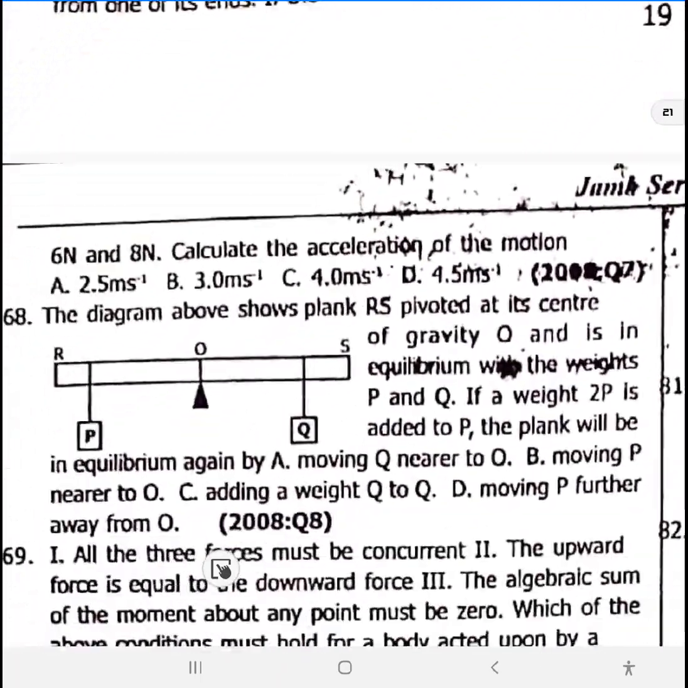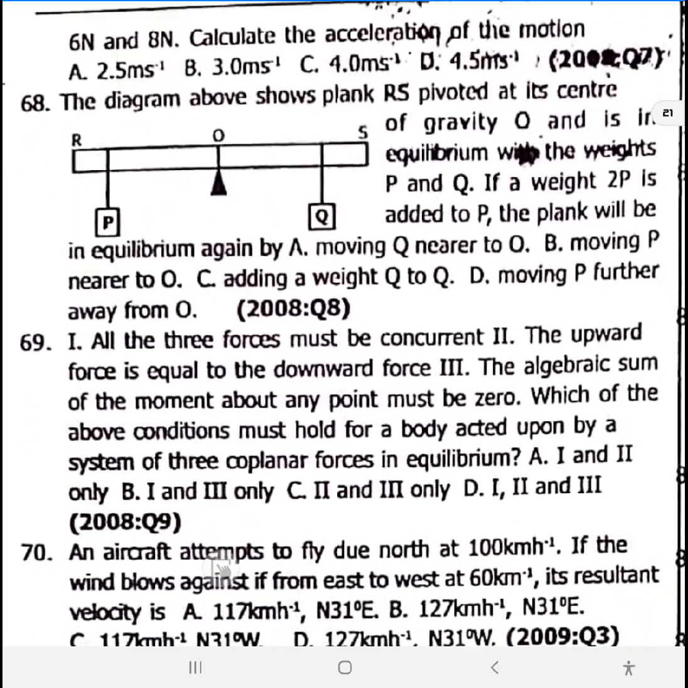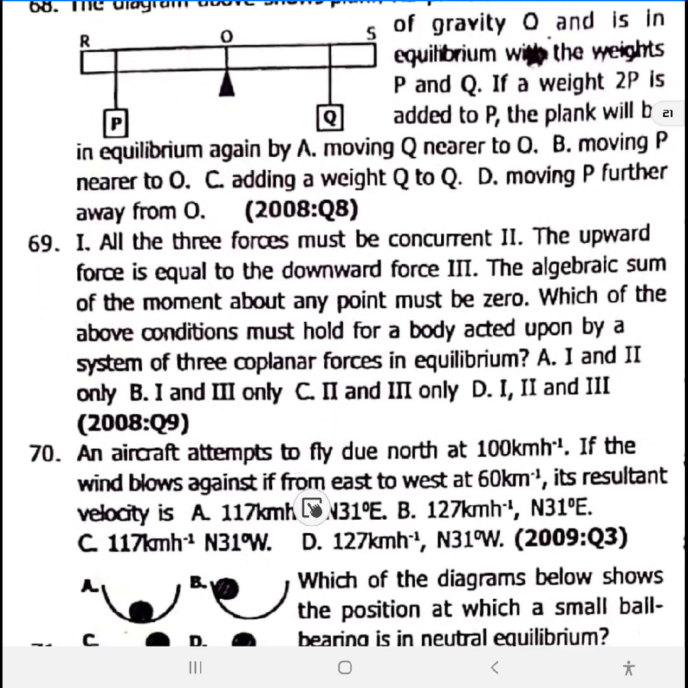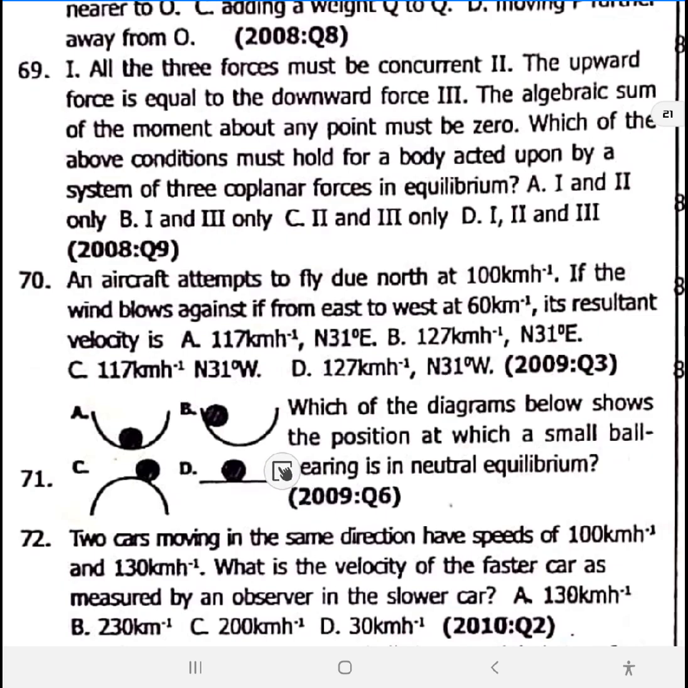60, skip. 69. All the three forces must be concurrent. The upward force is equal to the downward force. The algebraic sum of the moment about any point must be 0. Which of the above conditions must hold for a body acted upon by a system of three coplanar forces in equilibrium? Roman figure I and III. 69 is option D. An aircraft attempt, skip.